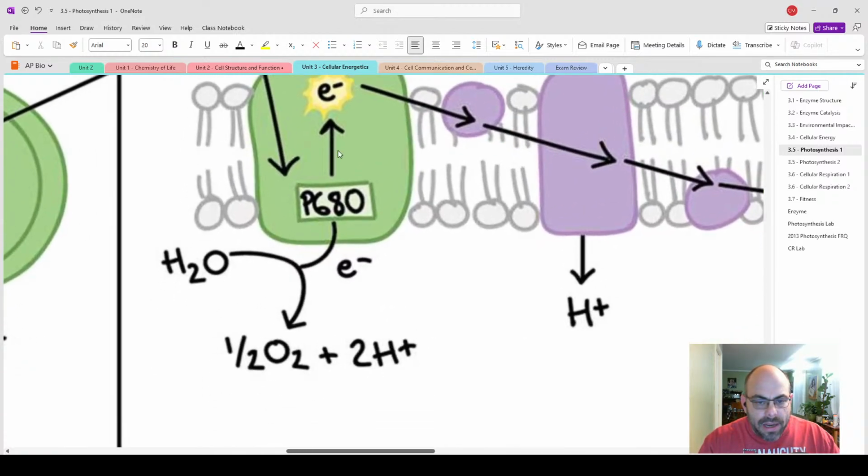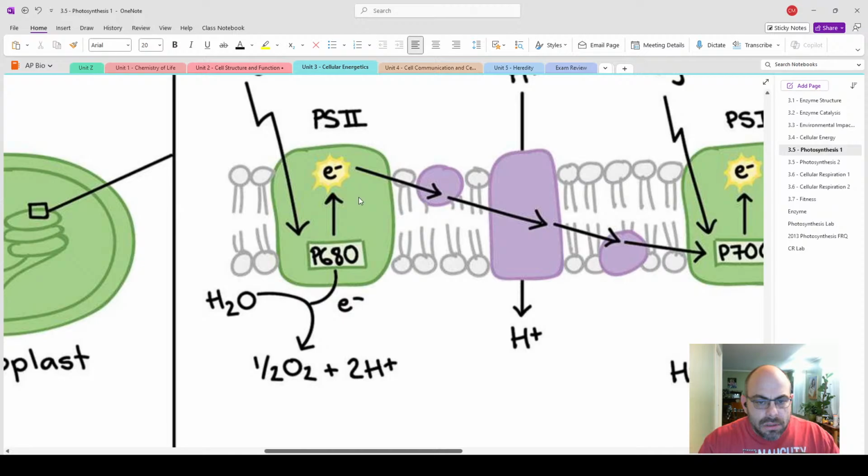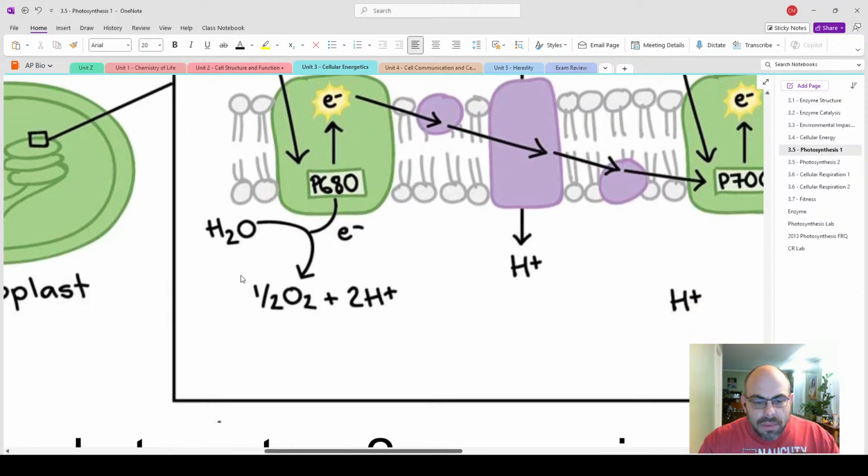So water reacts here at photosystem 2, and it's split up. And so what you see down here is a single water molecule being broken up into an oxygen, 2 hydrogens, and this should be 2. There should be a 2 right here.